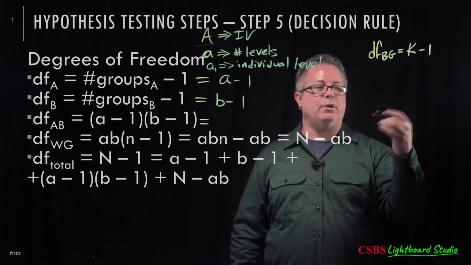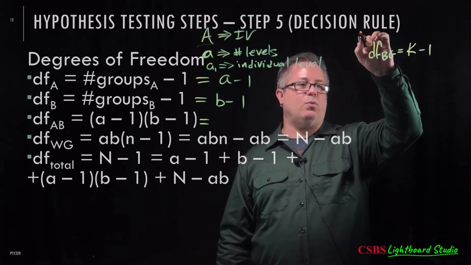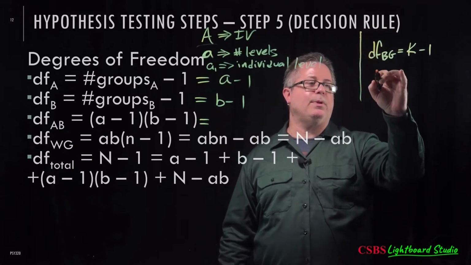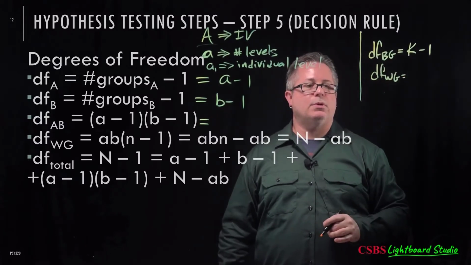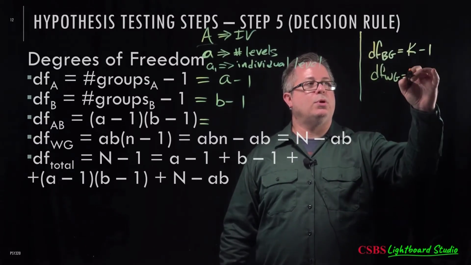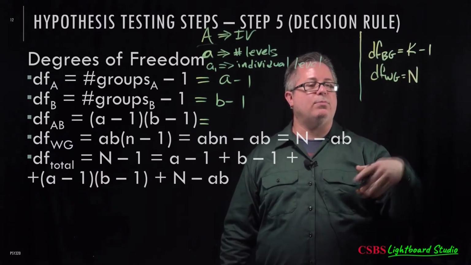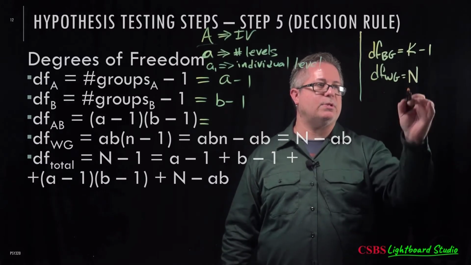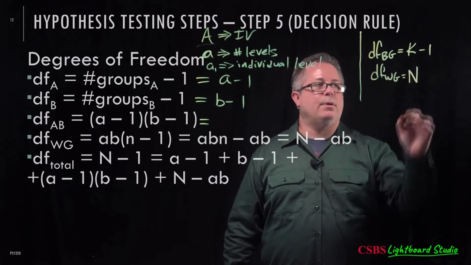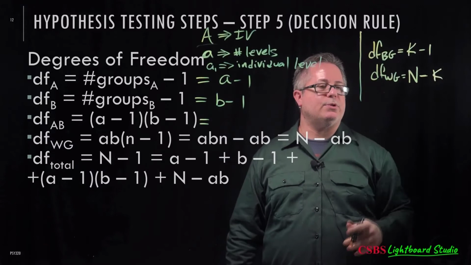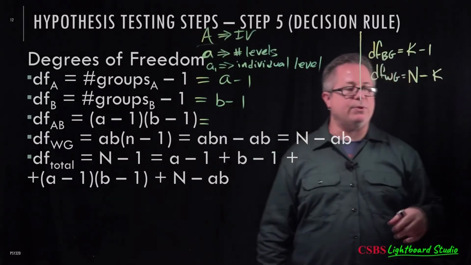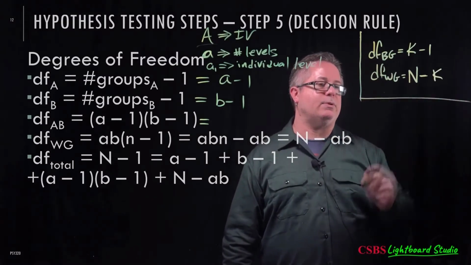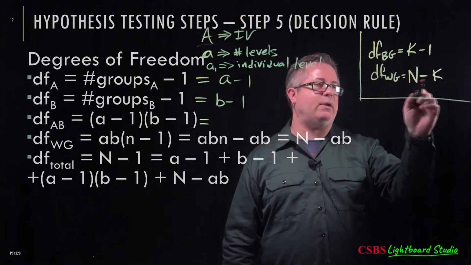Now, in a one-way, so this is our one-way reminder corner, our degrees of freedom within groups equal our total n, which is n1 plus n2 plus n3, and so on, minus the number of groups, because you lose 1 degree of freedom per group, because we have to estimate a mean for each group. Okay, awesome. So there's our one-way reminder, n minus k.